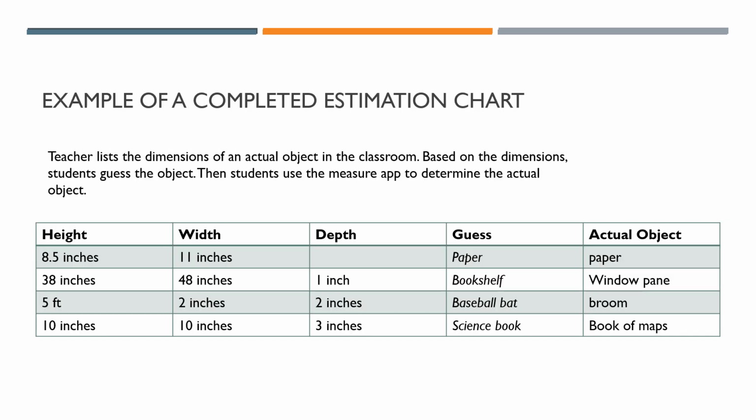Here's an example of a completed estimation chart. You can see it's been filled out. The height, the width, and the depth of each of the objects has been completed. In the guess column, those were the guesses made by the students of what they thought it was. And then the last column was the actual object that matched each of the dimensions listed. So it's easy enough to do this in the classroom with your students.